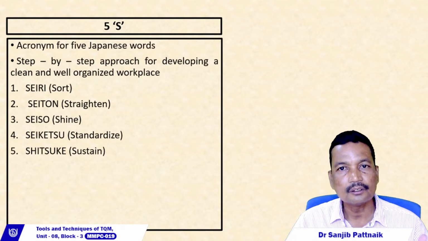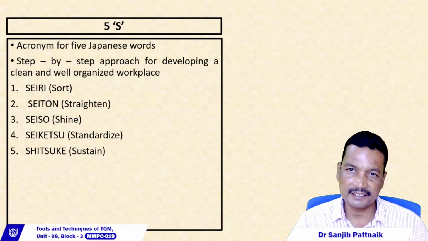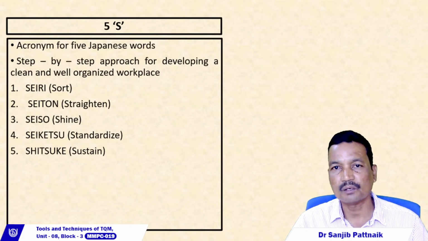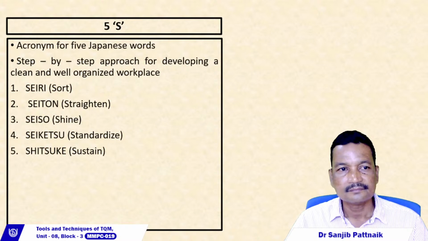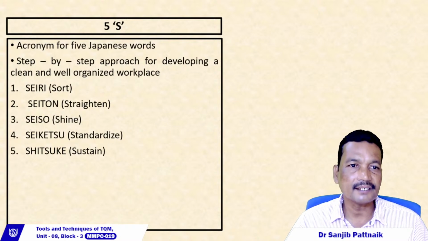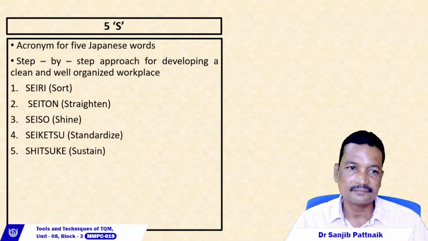That also is adapted in total quality management. The Japanese technique called 5S, which is an acronym for 5 Japanese words. It is a step-by-step approach for developing a clean and well-organized workplace.